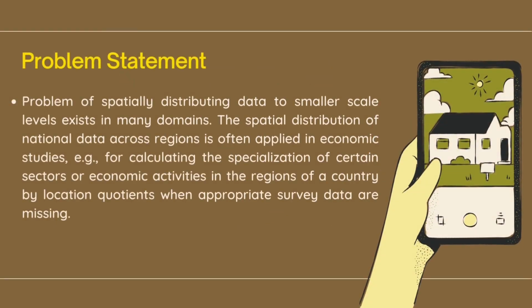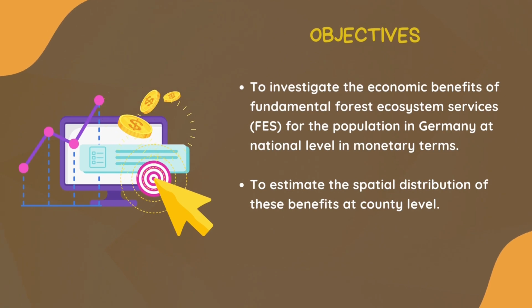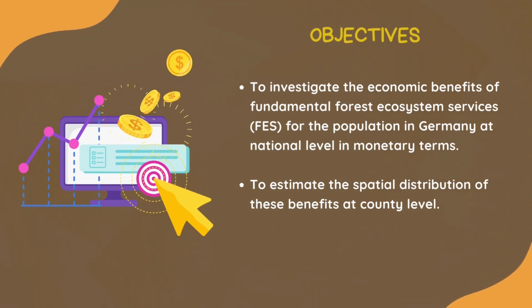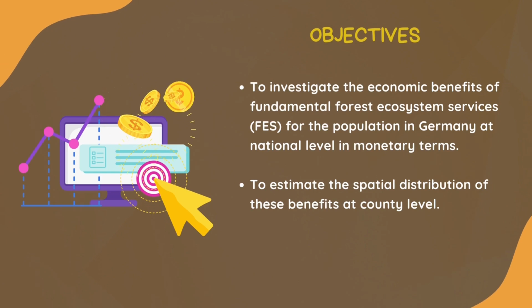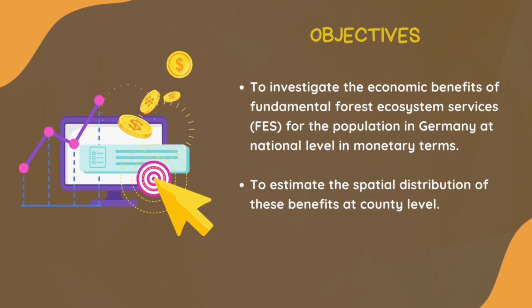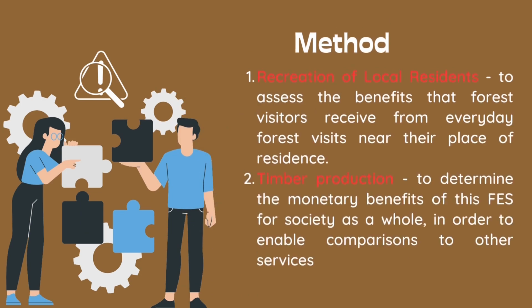The problem of spatially distributing data to smaller scale levels exists in many domains. The spatial distribution of national data across regions is often applied in economic studies, for example. Objective number 1 is to investigate the economic benefits of fundamental forest ecosystem services, FES, for the population in Germany at national level in monetary terms, and objective number 2 is to estimate the spatial distribution of these benefits at county level. This case study has two methods.